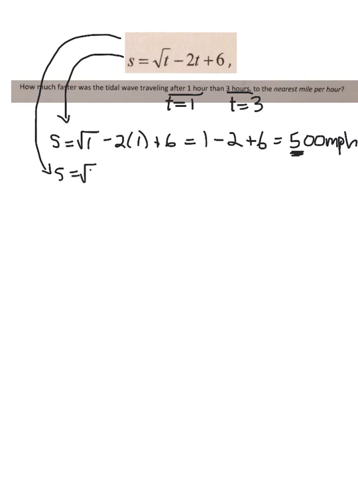So radical 3 minus 2 times 3 plus 6. Now, radical 3, off the top of my head, I really don't know what that is, but it really doesn't matter because you have a calculator. So you're going to plug that in, and then you're going to end up getting, let me see, hold on one second.